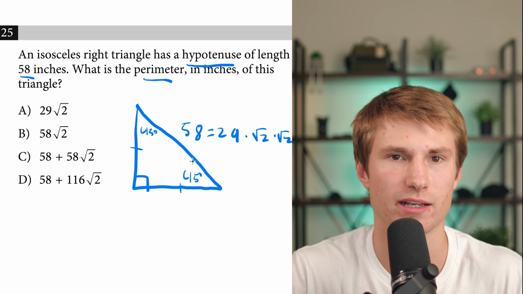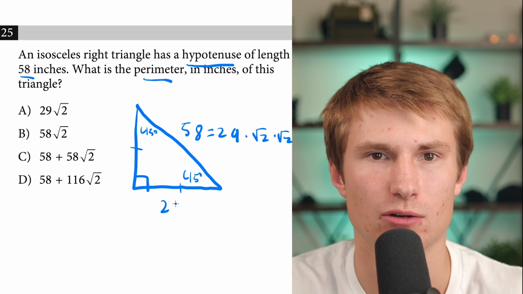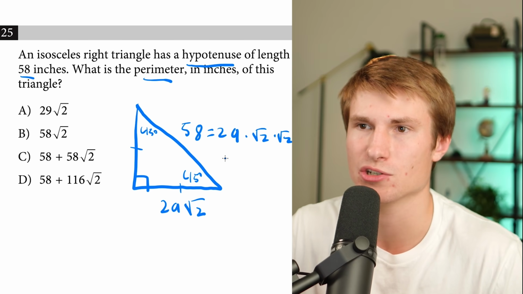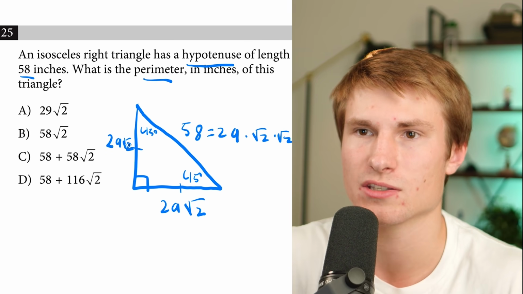Now, the reason I'm choosing to write it like that is because then we know that our values down here would be 29 times root 2, since they just don't have that extra root 2 added on to them. And since they're isosceles, they're going to be the same.